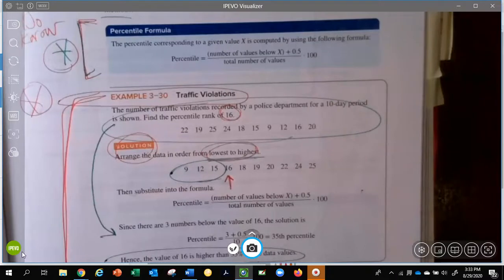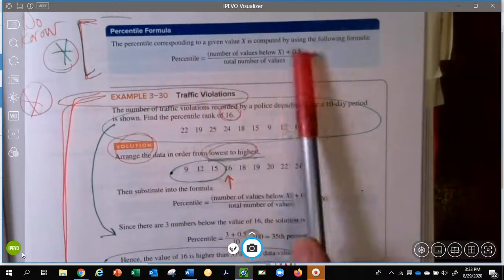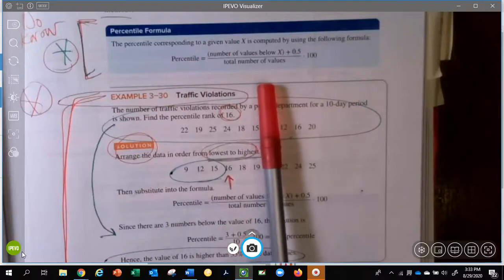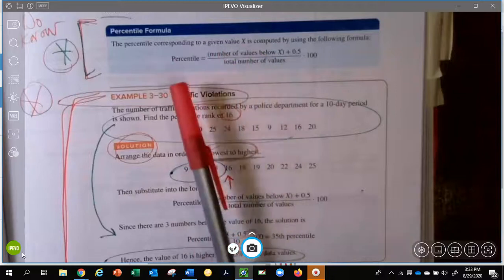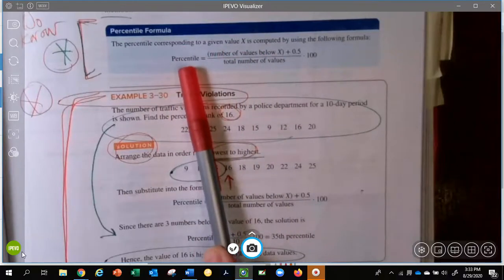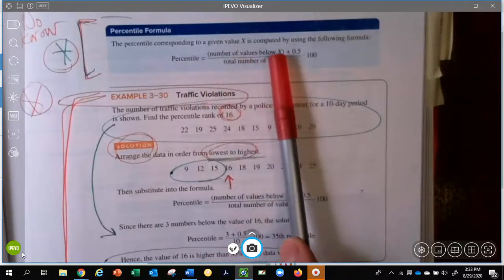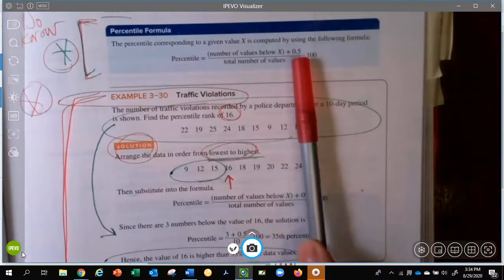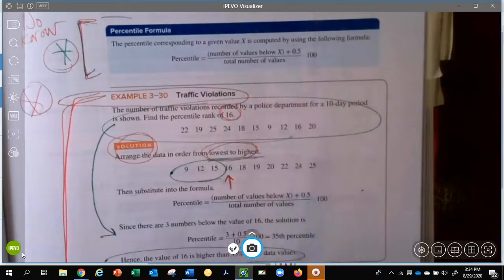But for right now, the percentile formula, you just wrote it on your formula card, and we always look at the pieces and parts of it. It says we're going to find this corresponding to a given value of x. So to find what its percentile is, we will count the number of values below that x. We're going to add 0.5 to it, divide it by the total number of values, and then times 100.